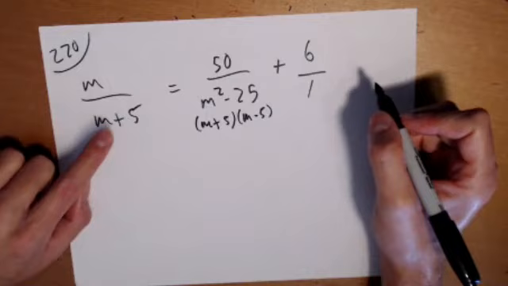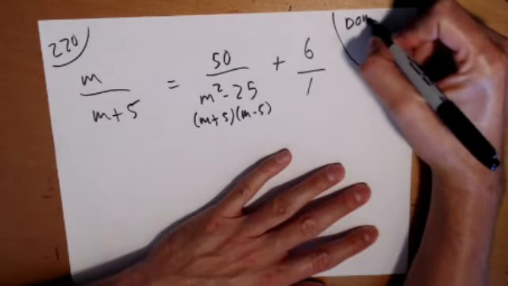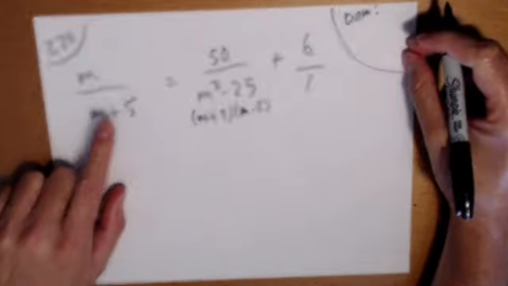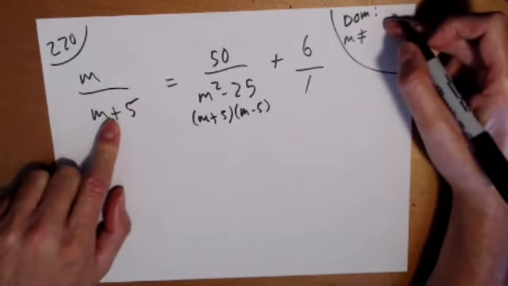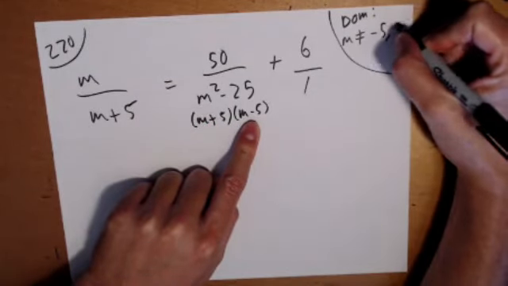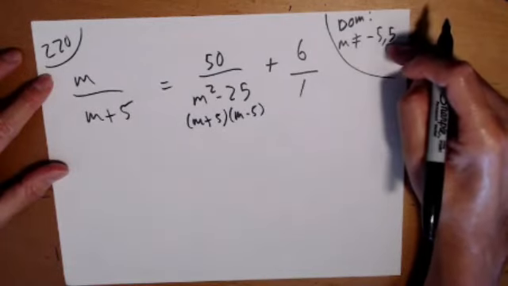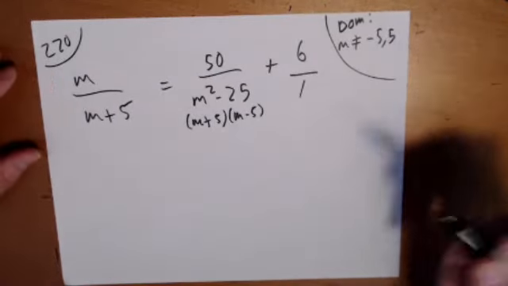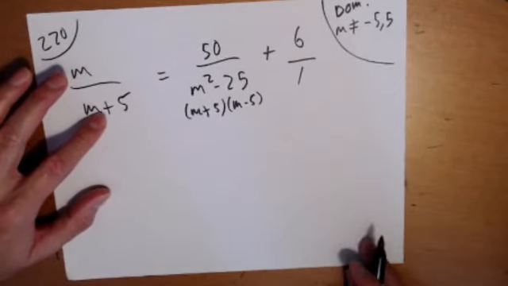Okay, so this guy right here, oh, I guess domain. I always forget domain. Domain. Make sure m is not negative 5 or positive 5. Any other number is cool, but if we get an answer that's negative 5 or 5, just throw it away. Okay, so this first term, there's an m plus 5 downstairs.